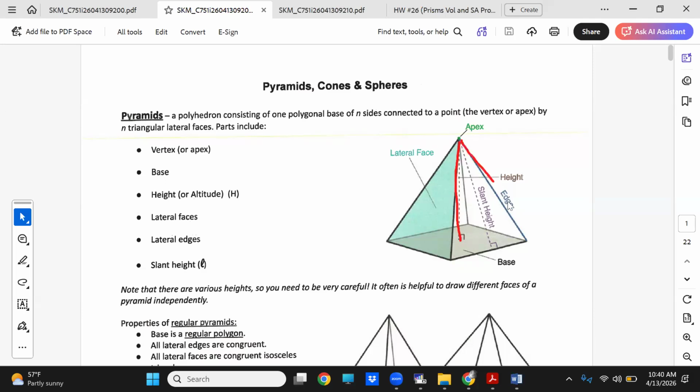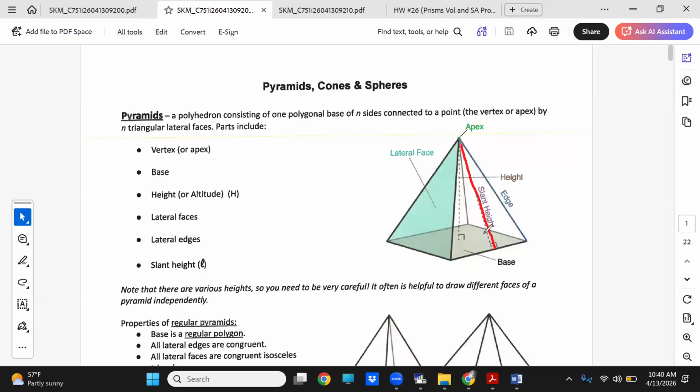That's the lateral edge. And this part's the trickiest part: the slant height. It's the height of the triangle. And of course, it's slanted because it's not perpendicular to the base, right? Let me see your pencil one more time. So that's the slant height, like that. Thanks.